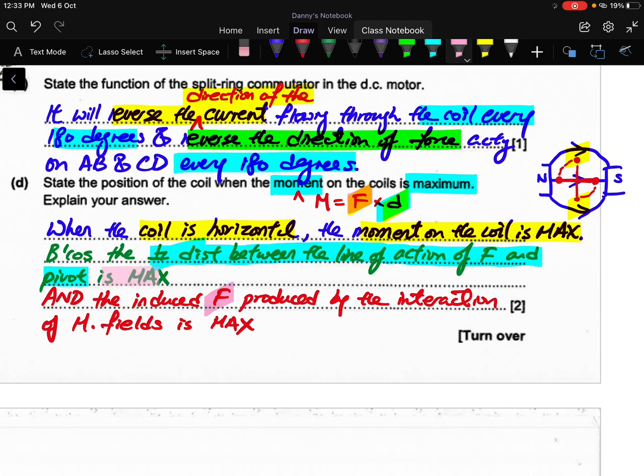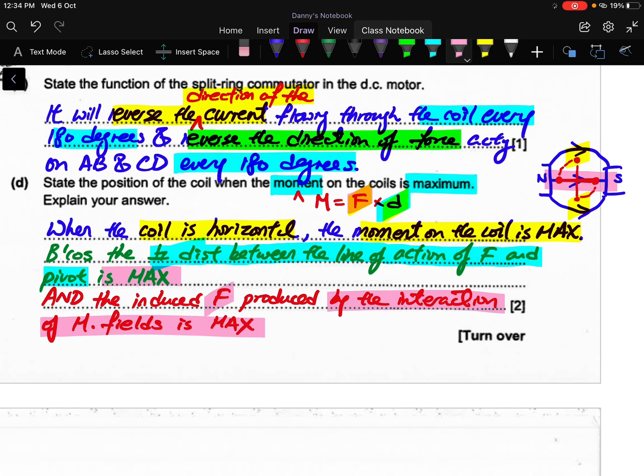And of course, it is maximum when it is horizontal. Like I said, the induced force is greatest at horizontal, where there is the greatest interaction in the middle. So I will explain it by interaction. Why do I explain using interaction? Because this induced force is caused by the interaction of 2 magnetic fields, right? So if I say the force gets larger, then obviously the interaction must be larger. So I'm just using that.